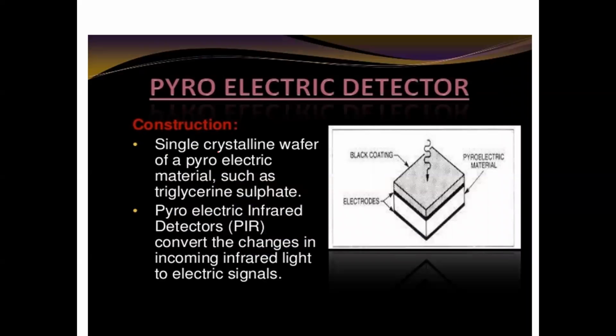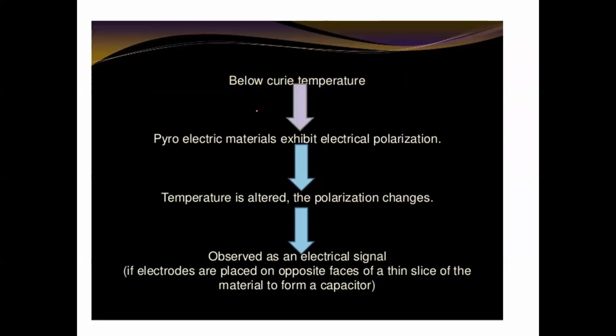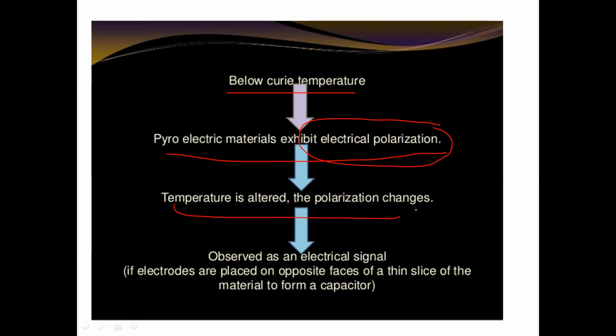A pyroelectric detector, in its construction, is a single crystalline wafer of pyroelectric material such as triglycine sulfate, okay. A pyroelectric infrared detector converts changes in incoming infrared to electric signals, okay. Next we will talk about the working of the pyroelectric detector. Below the Curie temperature, pyroelectric material exhibits electrical polarization. When the temperature is altered, the polarization changes and is observed as an electrical signal, okay.